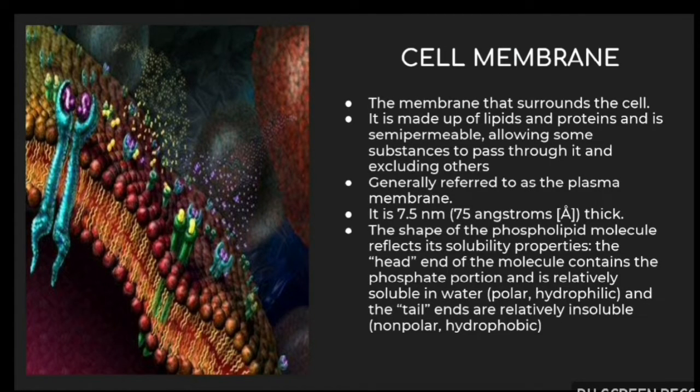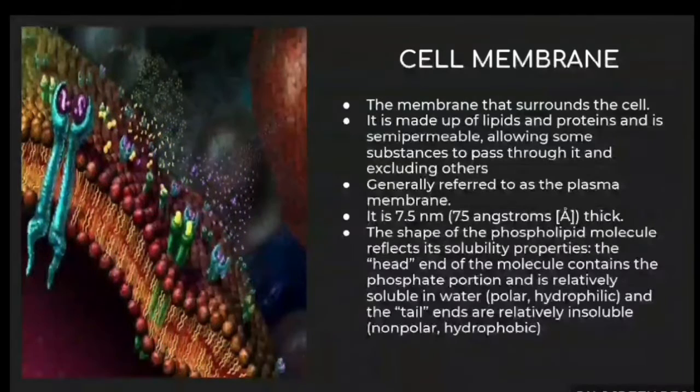The phospholipid bilayer that we see is made up of phospholipid molecules, which have two components. One is the head and the other is the tail. The head is the phosphate portion and the tail is the lipid portion, which is usually insoluble, non-polar and hydrophobic. And the head is polar and hydrophilic. Hydrophobic means scared of water, or water hating.